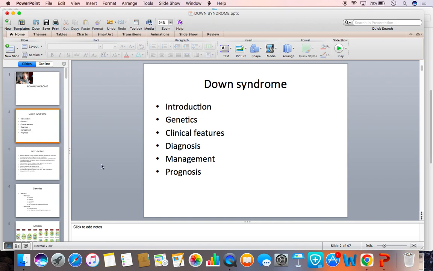We are going to touch on this topic. We give a brief introduction and discuss the genetic basis of Down syndrome, clinical features, diagnostic workup, steps of management, and prognosis.